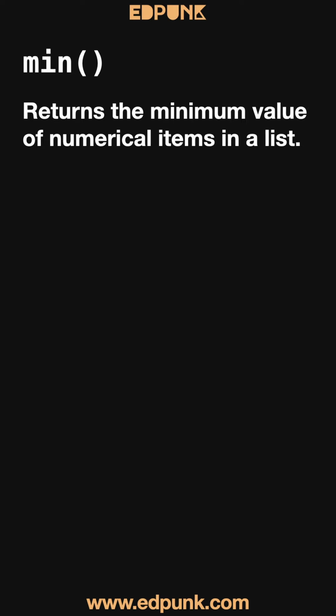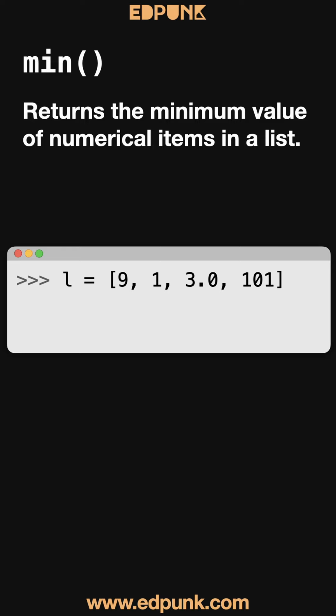Moving on to the next function. The min function returns the minimum value of numerical items in a list. For example, let us assign a list containing items int 9, int 1, float 3.0 and int 101 to a variable L. Now, executing min of L returns the item having the minimum value in the list L, that is 1.